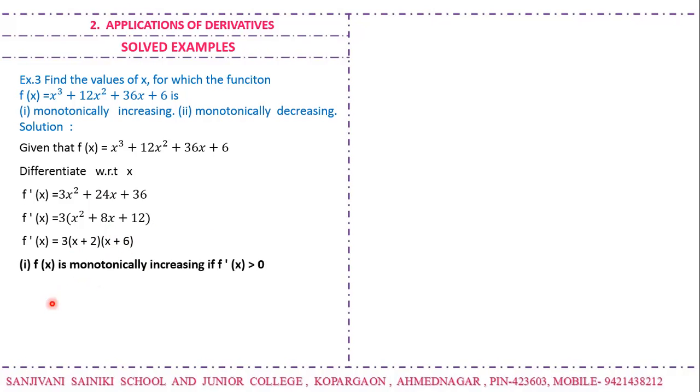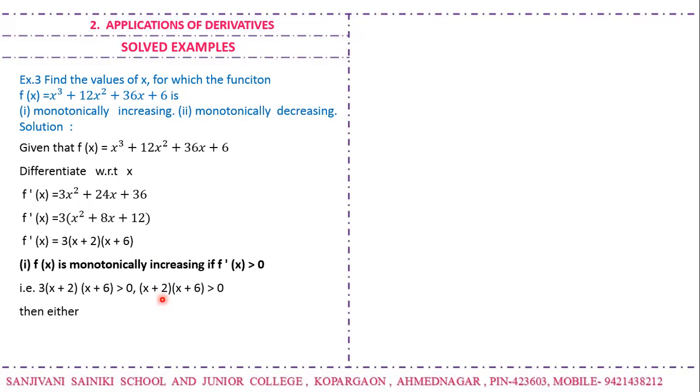Now f of x is monotonically increasing when its derivative is strictly greater than 0. That means 3 into (x plus 2) into (x plus 6) is greater than 0. That means the product of x plus 2 and x plus 6 is greater than 0.